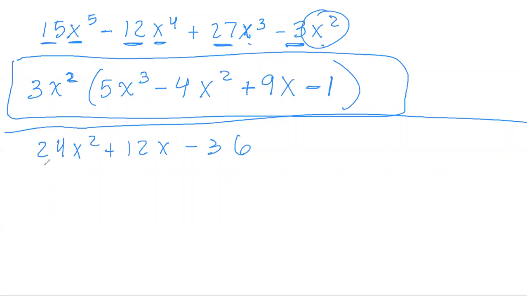Okay, so here, again, I pay attention to the coefficient, and the highest number I can take out is 12. Now for the variable, if you notice, the minus 36 term, the last one, doesn't have an x. So in this case, all I can take out is a 12. So 24 divided by 12 is 2. I didn't take out any x's, so the x squared sticks around. Plus 12 divided by 12 is just 1, and I'm just left with an x. And then negative 36 divided by 12 is just negative 3.